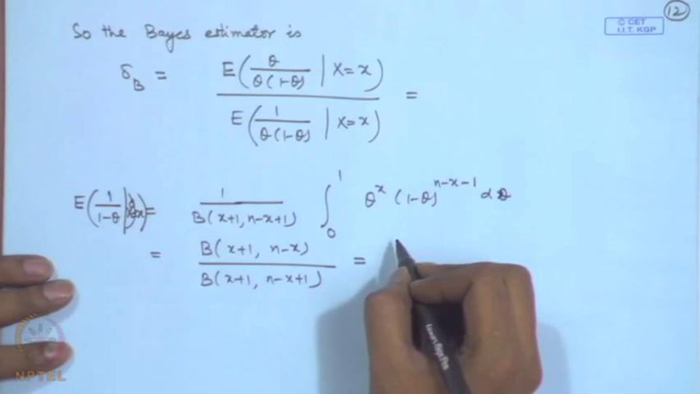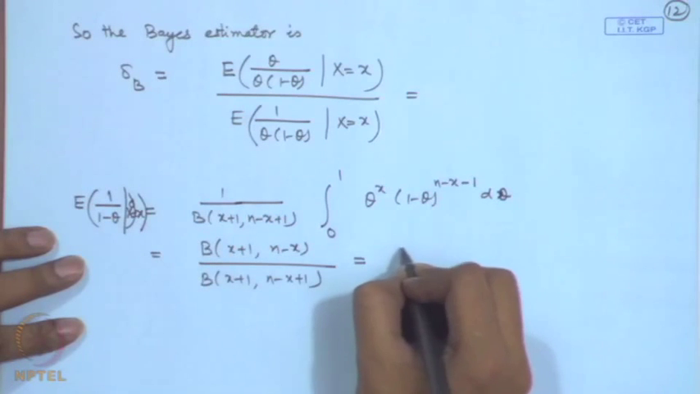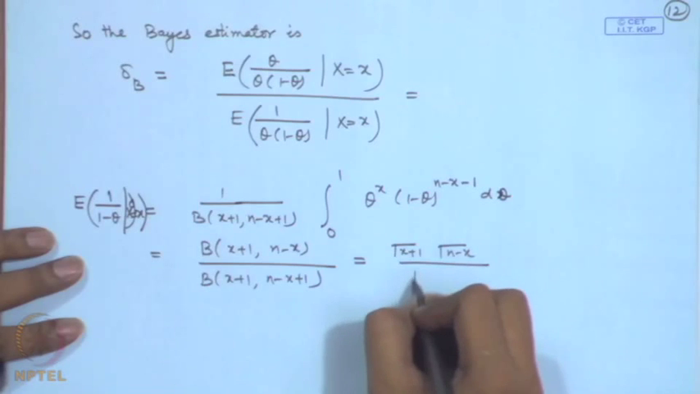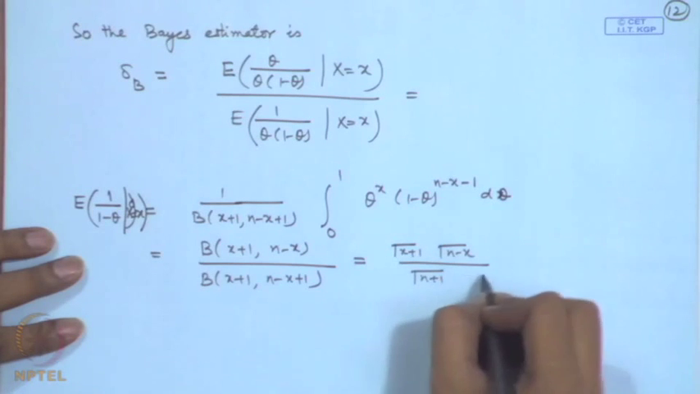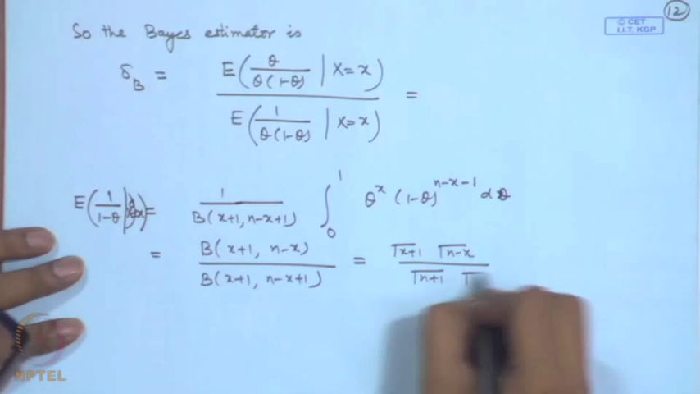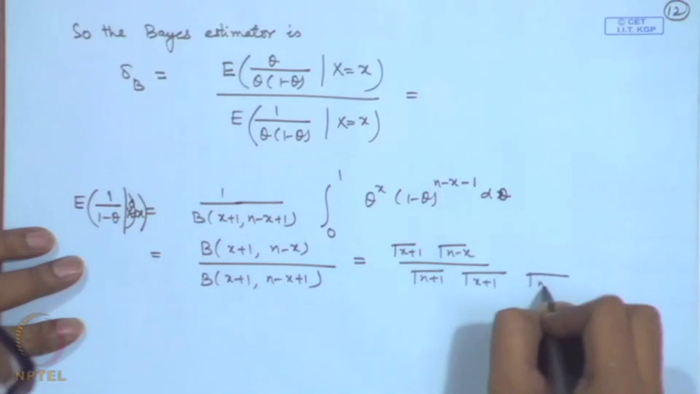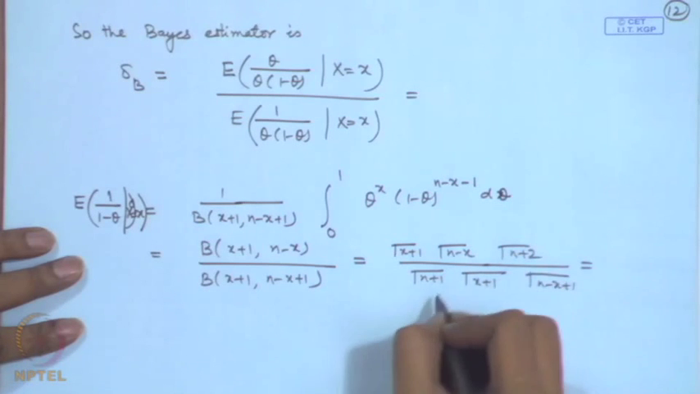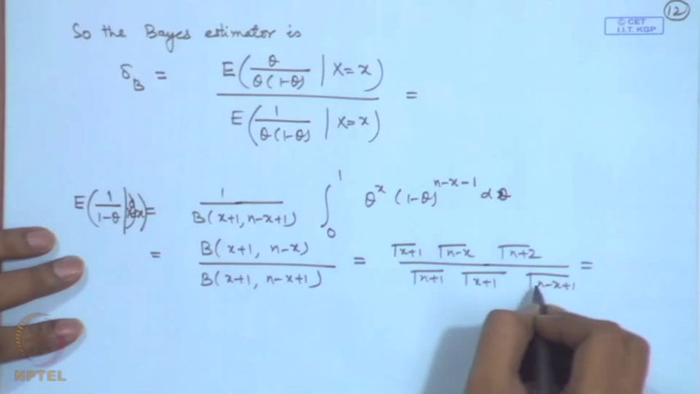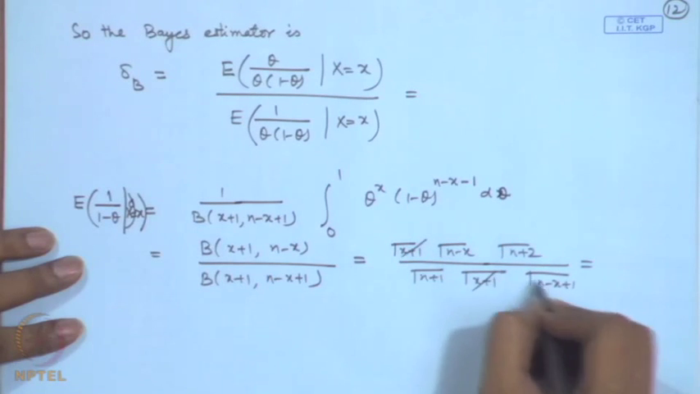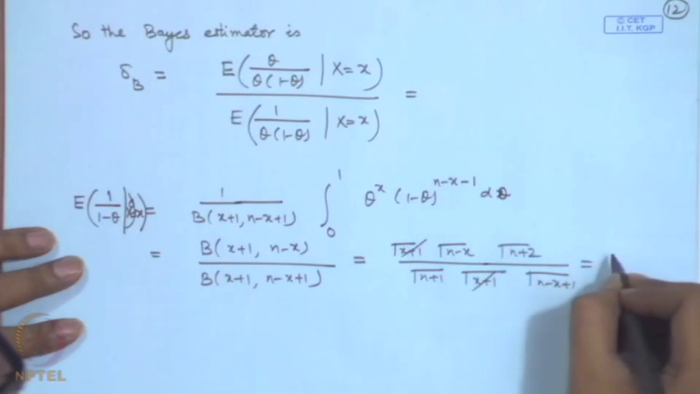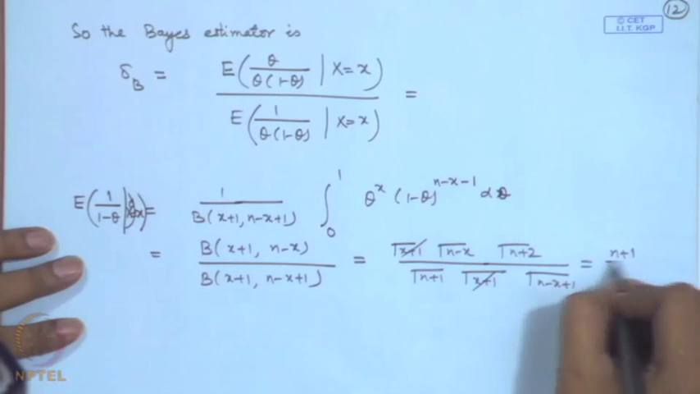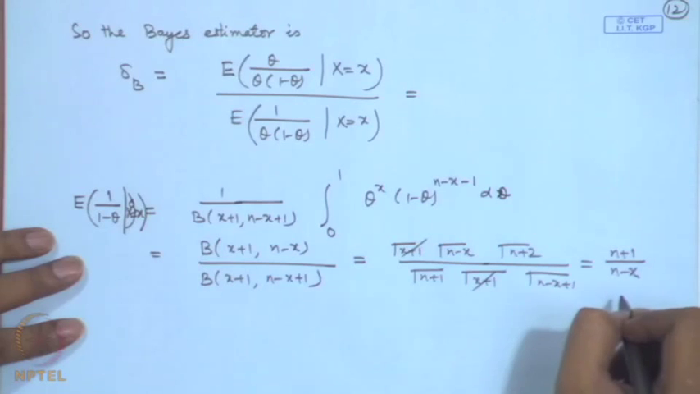So, this can be simplified: gamma x plus 1 gamma n minus x divided by gamma n plus 1, and in the denominator you will get gamma x plus 1 gamma n minus x plus 1 and gamma n plus 2. So, these terms get cancelled out and we get here n plus 1 divided by n minus x.